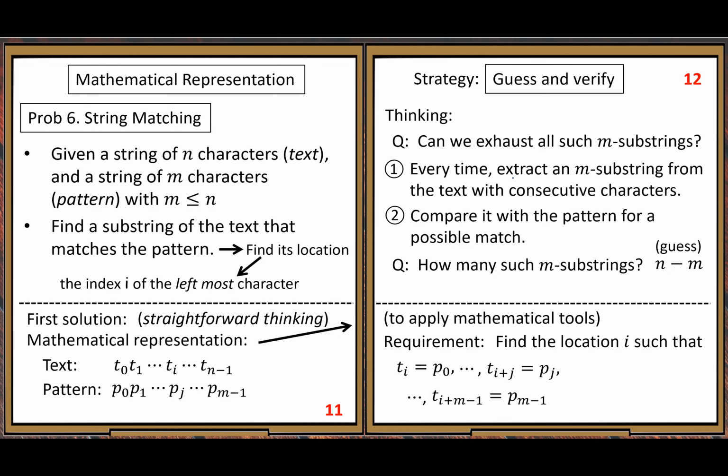That's why it's guess and verify. You need a verify step to tell us if this is correct or not. If it's not correct, we need to fix it. Now we want to check if n minus n is the correct guess or not. How to check? Another strategy we used in our first class: start from the simplest case.